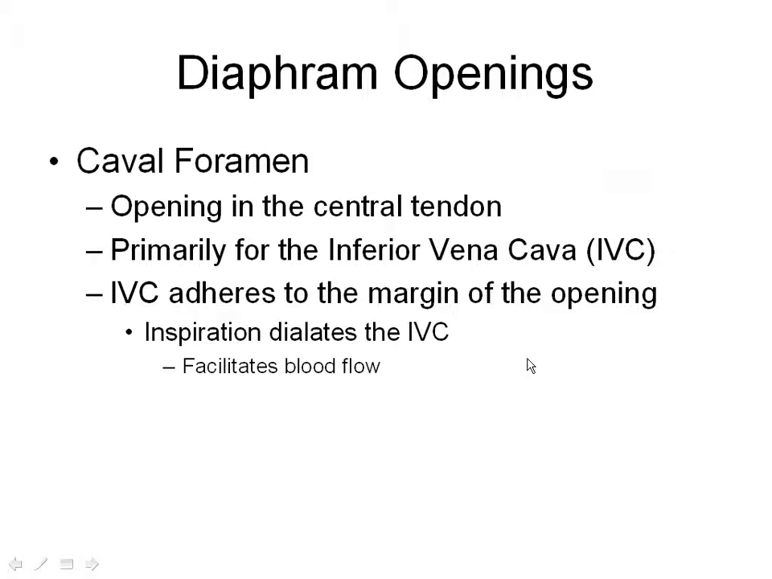The caval foramen is essentially almost in the center of the diaphragm. It's for the inferior vena cava, the very large vein that's coming up towards the heart. Now the inferior vena cava actually sticks to the diaphragm, and what that does is it helps facilitate blood flow, because every time you breathe, every time you contract your diaphragm, it closes that inferior vena cava, and every time you exhale, it opens. So it acts as another pump, a second pump, helping to get blood from your toes up to your heart against gravity.